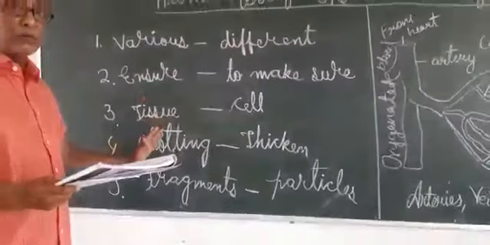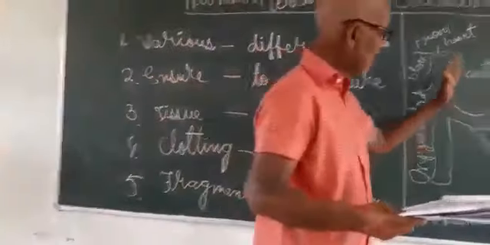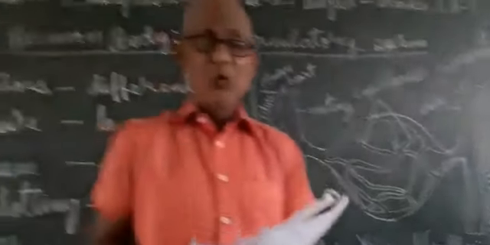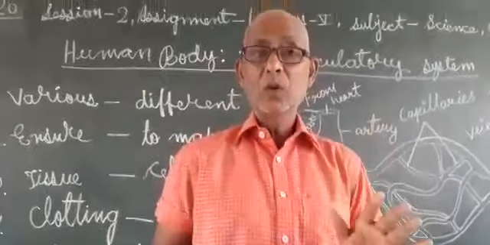Here are some meanings that I gave you. You can learn at home. And then I've given you a diagram also. I've shown you the book also. In the book also you have some diagrams I've given you. So you can see it at home.